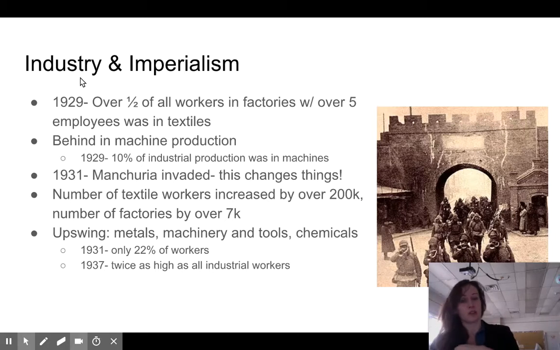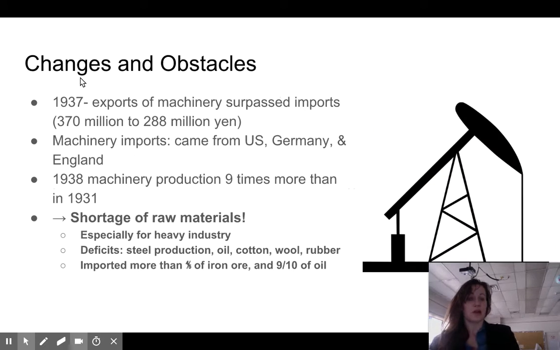And you have a huge upswing in essential industrial markets: metals, machineries and tools, chemicals. In 1931, only 22% of all of its workers were in these industries. A few years later, it was twice as high as all the other industrial workers. So it shows you how the start of imperialism changes all that. Okay. Led to more changes, but it still has obstacles.